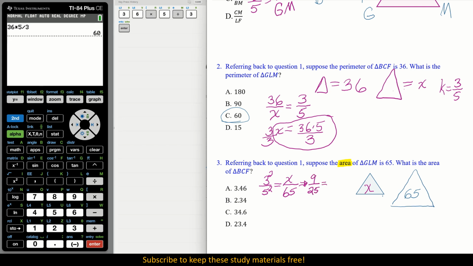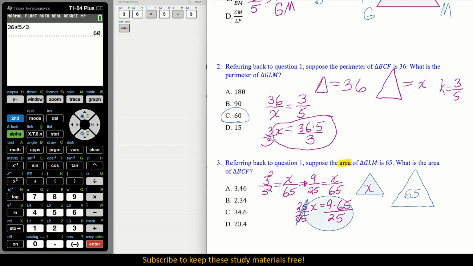9/25 is equal to X over 65, okay, which gives us 25X equals 9 times the 65. Divide both sides by the 25. Okay. Now change colors. And then I know this is what I need to put in my calculator.